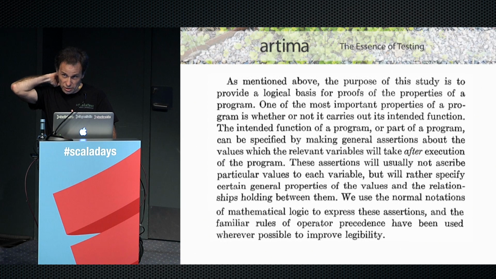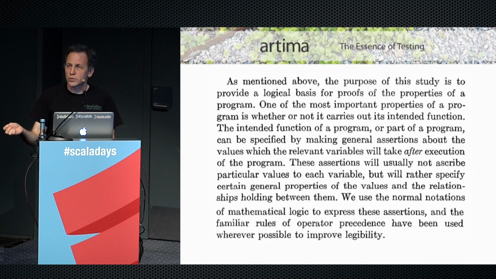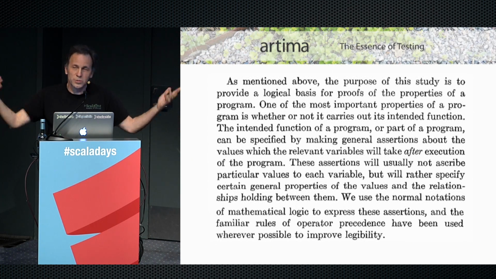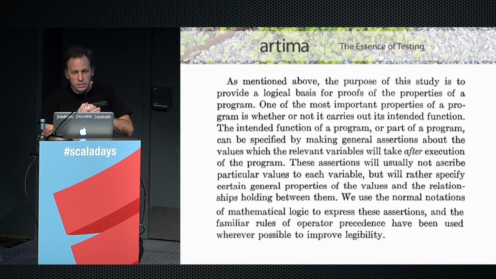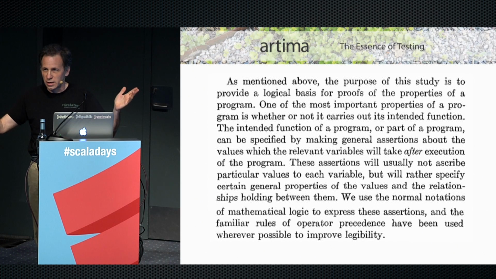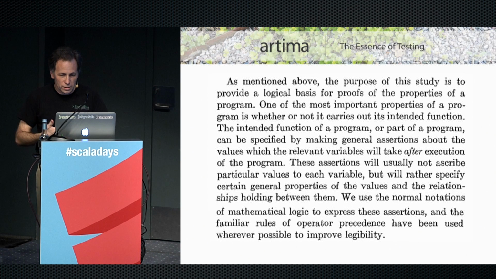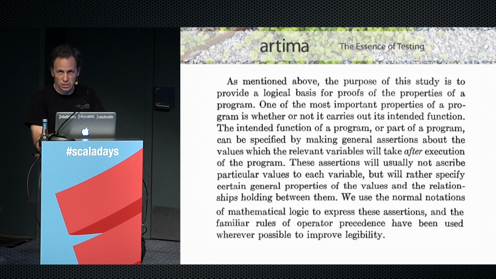So there's a couple words there that show up, one of them is specify. Another is assertion. So when he says assertion, there was no thing called an assertion in those days that threw something called an exception. So this is really the English or human language sense of assertion. And he says these assertions will not usually ascribe particular values to each variable, so you're not asserting that, at the end of my execution, x will be 12. What they do rather is specify certain general properties about the values and relationships between the variables holding those properties.